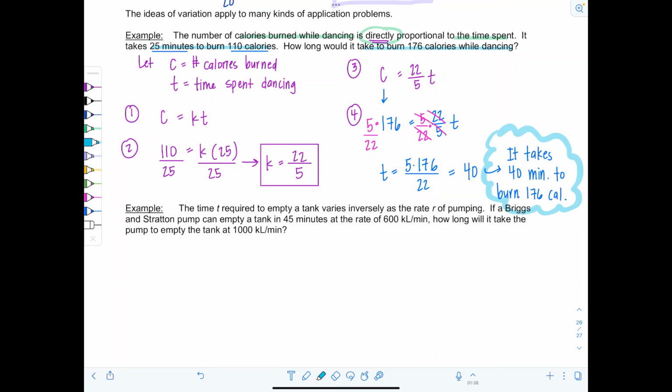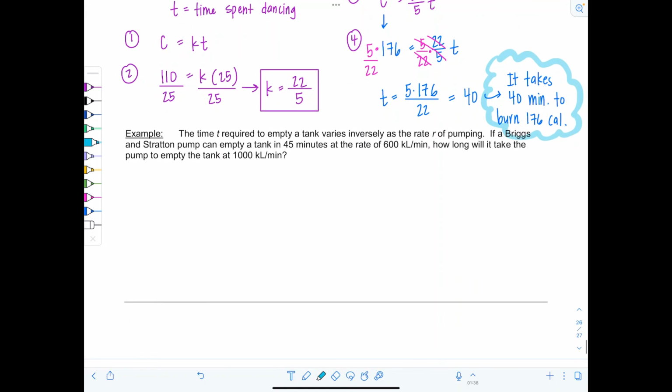All right. Last one here. The time T required to empty a tank varies inversely as the rate R of pumping. You know what, let's just do step 1 now before we read too many words and get overclumped. Okay, so time T varies inversely as the rate R. They already told me what the variables represent, so I'm just going to write the generic model. T equals K over R.